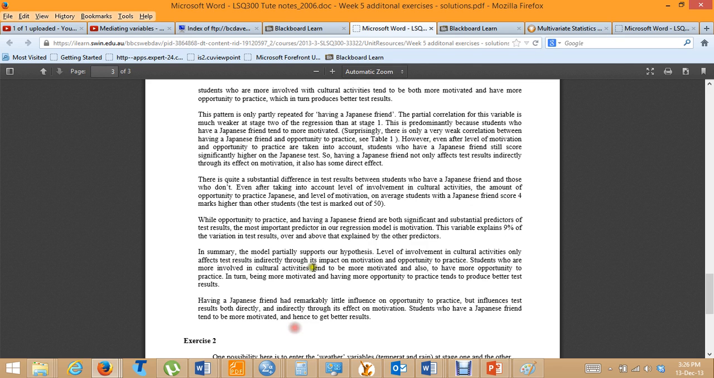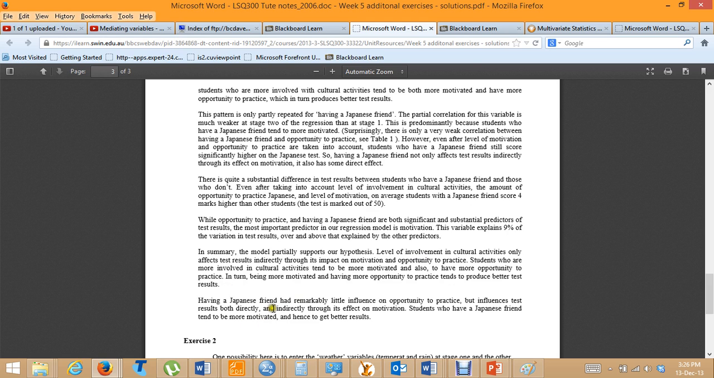And then you do your conclusion. In summary, the model partially supports our hypotheses. Level of involvement in cultural activities only affects test results indirectly through its impact on motivation and opportunity to practice, which we know because it was no longer significant at stage 2. Students who are more involved in cultural activities tend to be more motivated and also to have more opportunity to practice. In turn, being more motivated and having more opportunity to practice tends to produce better test results.